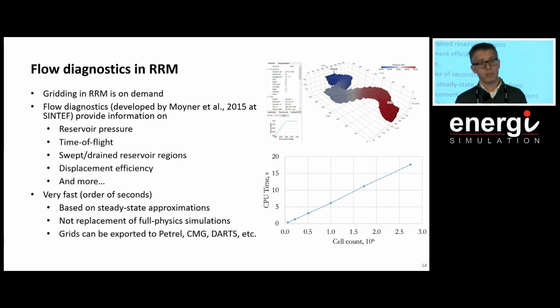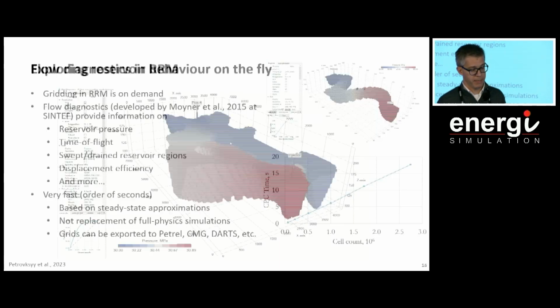So create a grid on demand. We do some very fast calculations that take seconds to do, even if you have millions of grid blocks, to obtain some very quick approximate dynamics of the reservoir behavior. Things like the reservoir pressure, swept and drained reservoir regions, displacement efficiency, and other properties, all based on fast steady-state approximations, not to take things away from DARSim, from DARTS, from CMG, your favorite reservoir simulator, just to get this first quick look of how the reservoir could behave.